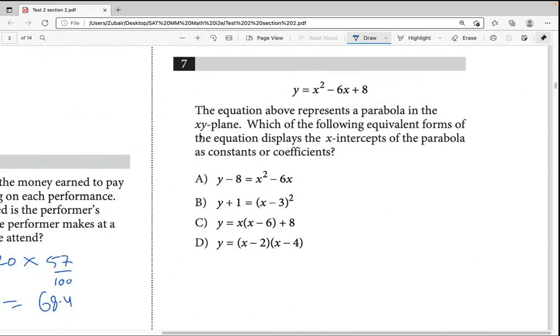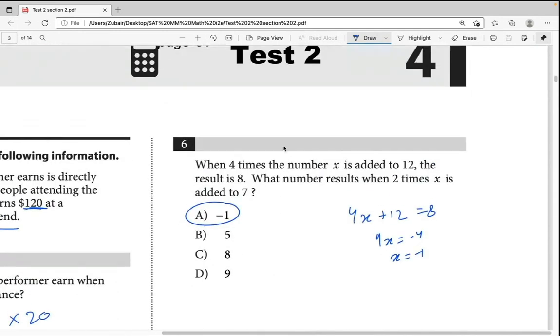Question number 7. The equation above represents a parabola in the xy plane. I don't think you read question six properly, sir. When 4 times the number x is added to 12, the result is 8. And what number results when 2 times x is added to 7? Oh, yeah. Thank you. So 2 times x is added to 7 is 5. Thank you so much.